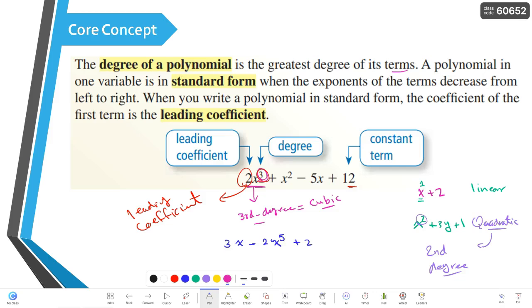What you have to do is rewrite this expression in standard form. You need to start with the highest degree, which is 5, so it's going to be negative 2 x raised to the power of 5. Then after this, we have plus 3x, then we have the constant part, and we can simply notice that the leading coefficient is negative 2. So this is your leading coefficient.